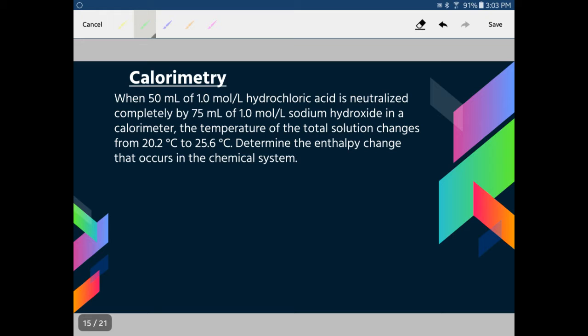Okay, we can take another look at an example. This says when 50 milliliters of 1 mole per liter hydrochloric acid is neutralized by 75 milliliters of 1 molar sodium hydroxide in a calorimeter, the temperature of the total solution changes from 20 to 25.6 degrees Celsius. It says determine the enthalpy change that occurs in this chemical system.